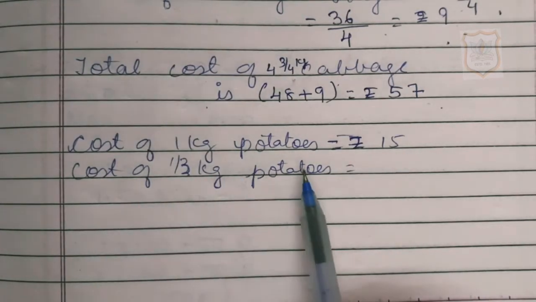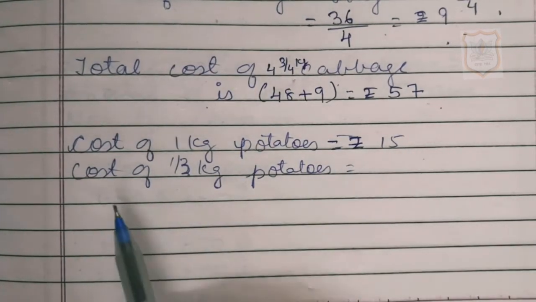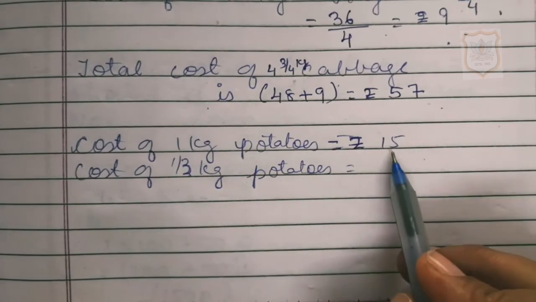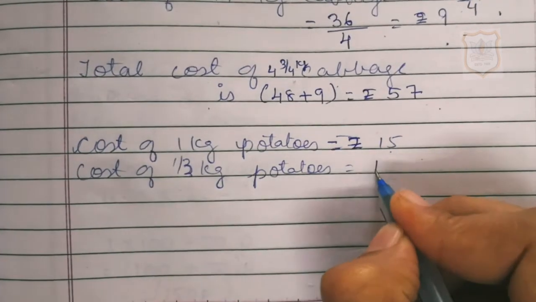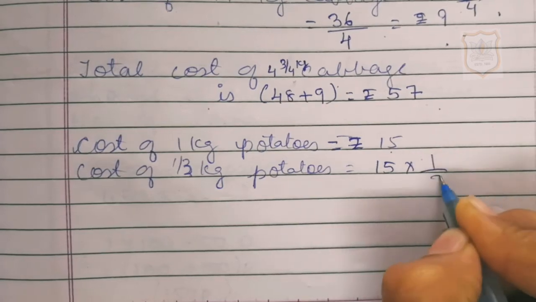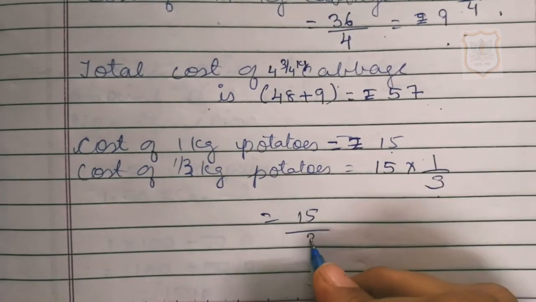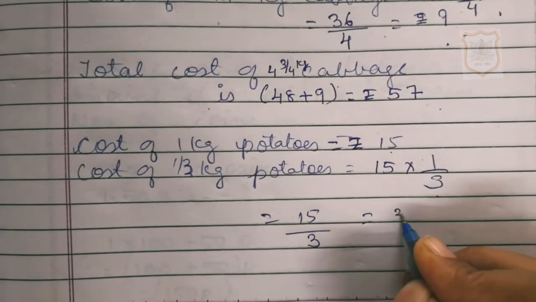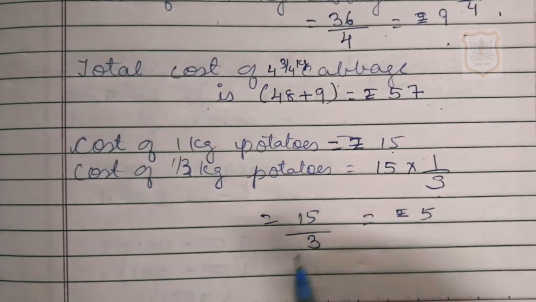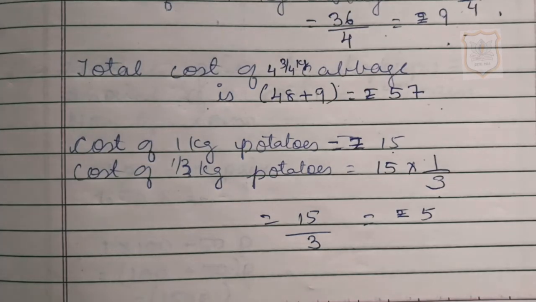Now students, we will find out the cost of 1/3 kg of potatoes. So the cost of 1 kg of potatoes is rupees 15. To find out the cost of 1/3 kg of potatoes, we will multiply this 15 with 1/3. So here we will write 15 multiplied by 1/3. Now 15 ones is 15. 3 we will write here as it is. 15 divided by 3 is rupees 5. Cost of 1/3 kg of potatoes is rupees 5.